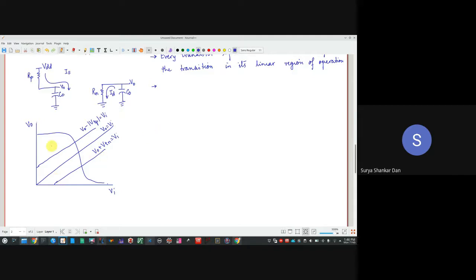So what we have seen is that anything below this line is essentially referring to VO being less than VI plus VTP. So this is the part where MP was linear. This is the part where MN was linear. So everything below this line, MN is linear. Everything above this line, MP was linear.